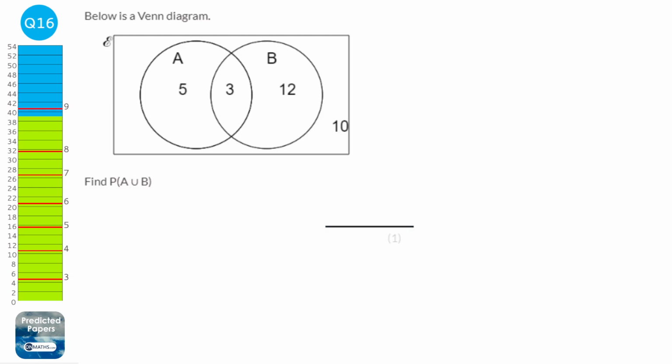So this says find the probability of A or B. Now A or B means it can be in A, it can be in B, or it can be in both. So we add the 5, the 3 and the 12 together, and that gives us 20. And put that over the total amount. So that is these 3 added together, which is 20, plus the one outside here, which is 30.